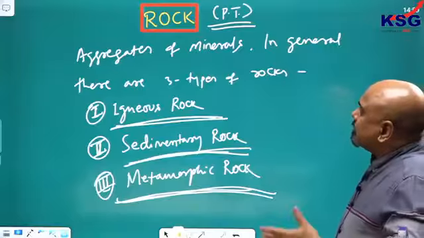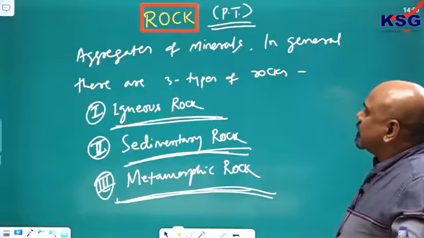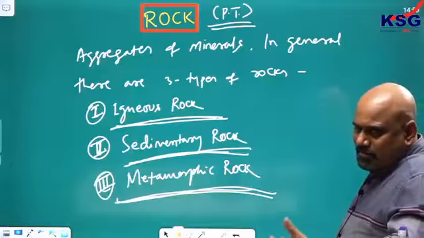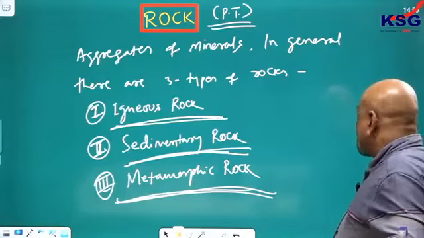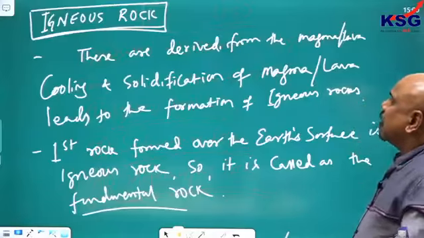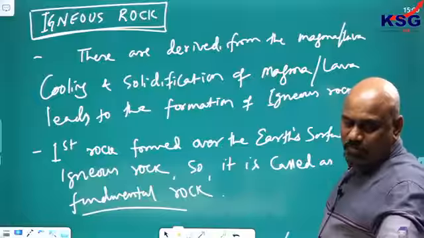Somebody said, first slide of the rock: aggregates of minerals, in general these are of three types: igneous, sedimentary, metamorphic. This much only, right? Again I said this is derived from the magma. I told you about this, if you remember.